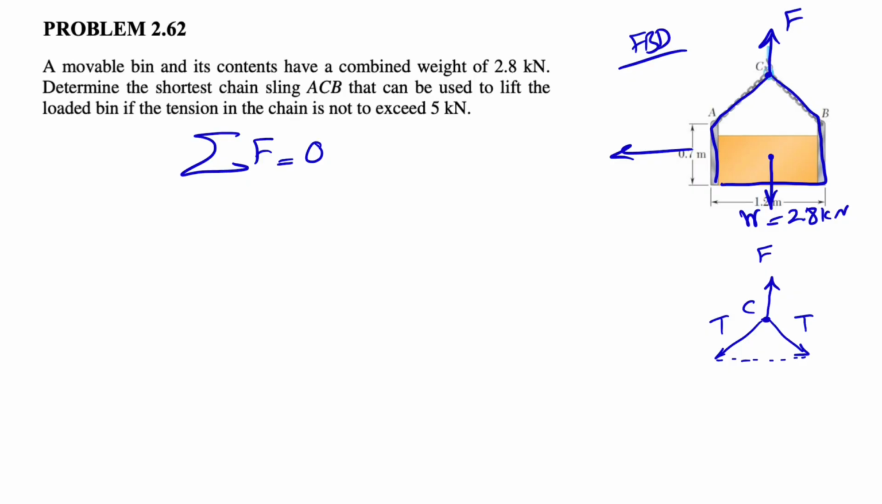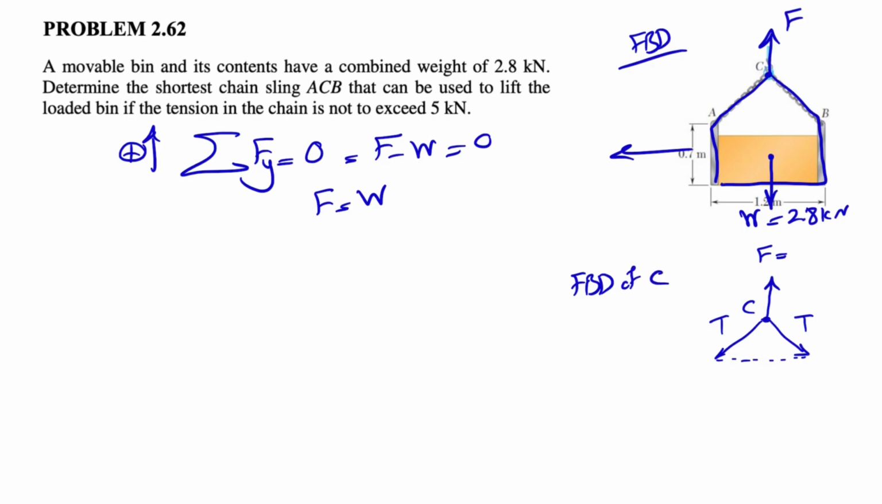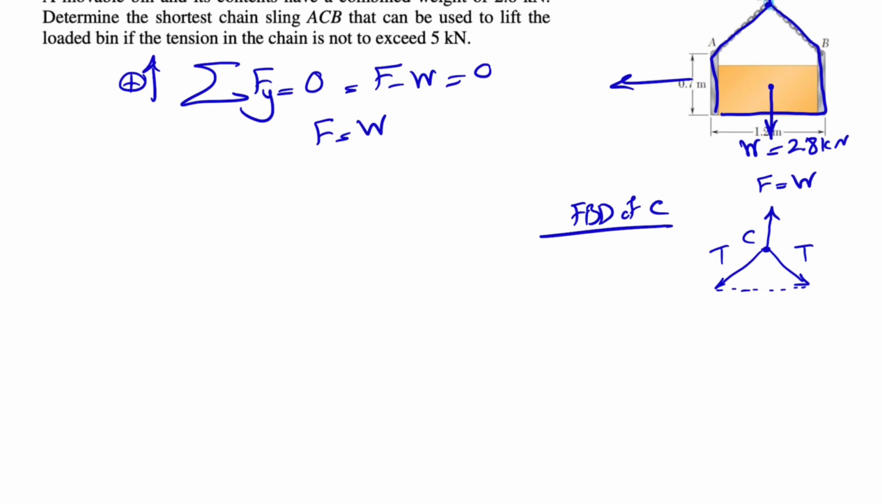So if we do our equilibrium equations for the whole system, we only have forces in the y direction if we call our x and y this direction. So this will be our positive y. We basically have F minus W equals 0, which means F is basically W. So the F that we have in the free body diagram of joint C is basically our W. Now we're good to go to use our equilibrium equation for the free body diagram of point C.